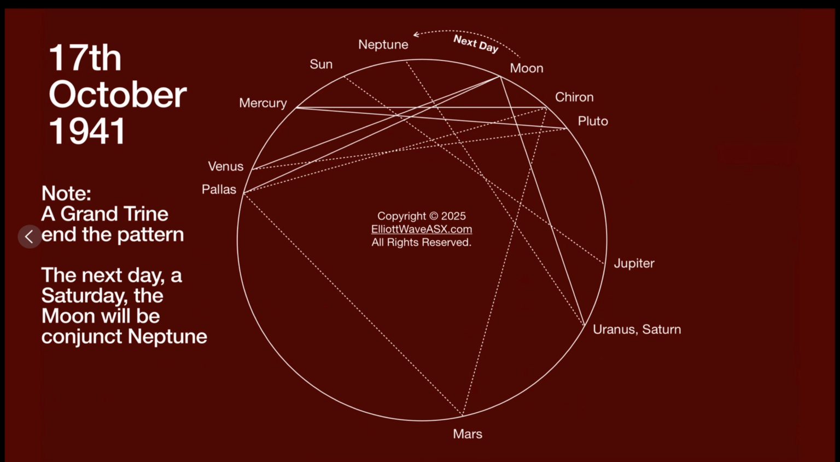If we look at a schematic for the 17th of October 1941 on the low, the key is there's a grand trine to end this setup. We also have the Uranus and Saturn conjunction and a trine to Neptune, because these are slow moving planets. So these aspects were the same as at the high. But now Saturn-Uranus is square the Moon, and interestingly, the next day, which is a Saturday, the Moon will be square Neptune. And that ended the move.